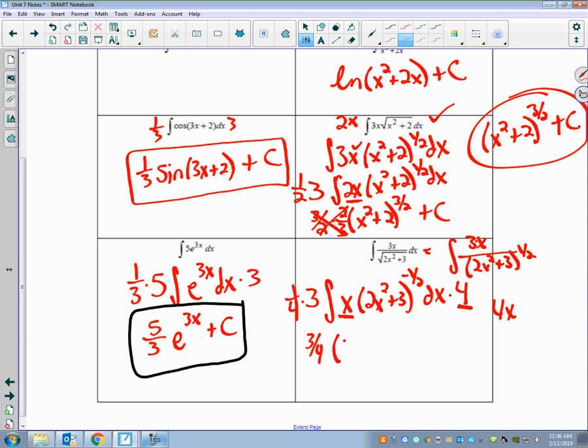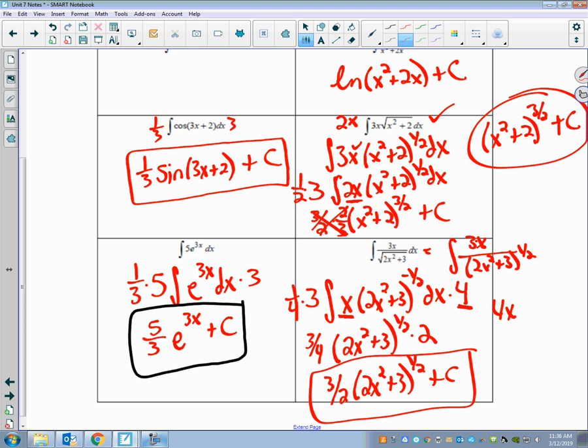And now I do my power rule. So I do 2x squared plus 3. Add 1 to that would be 1/2. Dividing by 1/2 is the same as multiplying by 2. So I get my final answer to be 3/2 times 2x squared plus 3 to the 1/2.